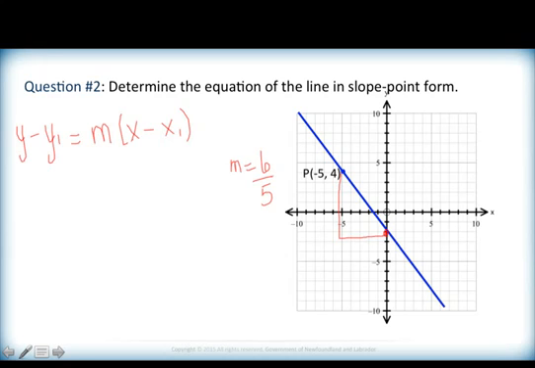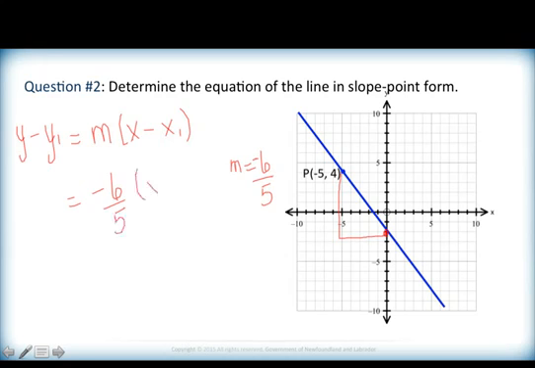Now we have to go back, of course, and look at the line segment. Is it a positive slope or a negative slope? Our line is decreasing from the left and going down. Therefore, we're going to have a negative slope. So let's go back now and put in our slope, which is our m.